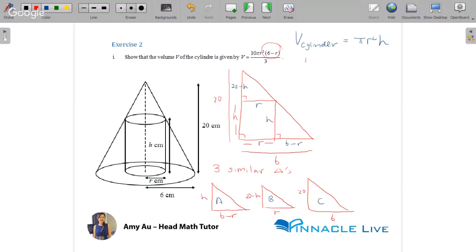All right, so using similar triangles A and C, h on 20 is equal to 6 minus r on 6. Or you can write it in whatever way you want. The sides are in the same ratio, essentially. So h on 20 is equal to 6 minus r on 6. Corresponding sides of similar triangles are in the same ratio. Times the 20 across.